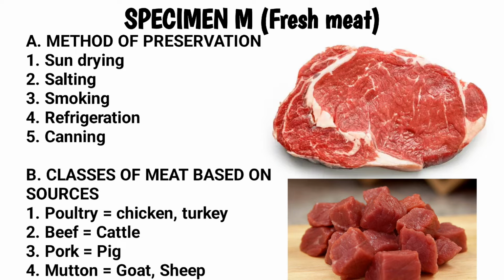And then we have mutton if it's gotten from goat or sheep. Then you could be asked, what class of food does this specimen fall under, or what nutrient does it provide? So the fresh meat, or meat as a whole, provides protein to the consumer or even to animals.